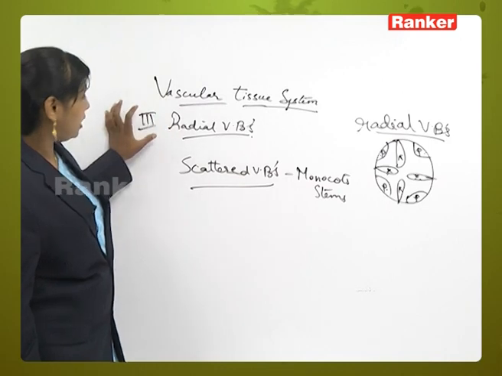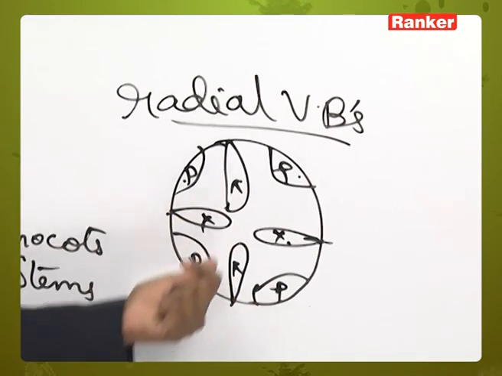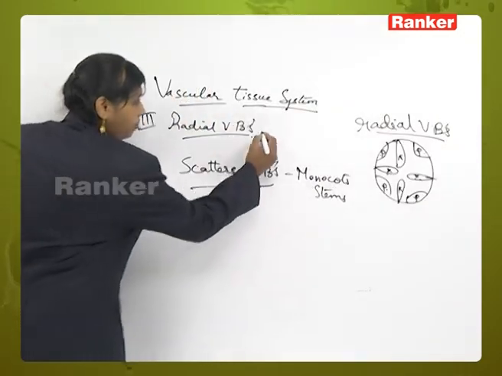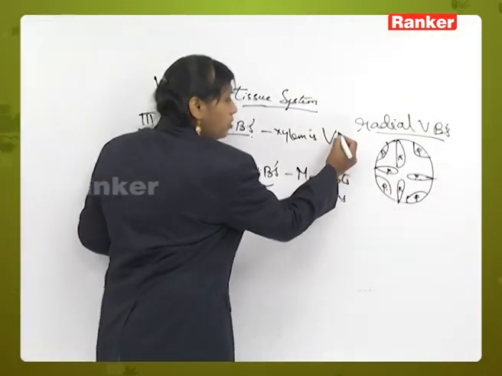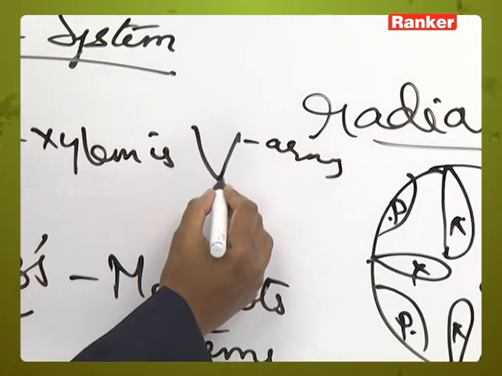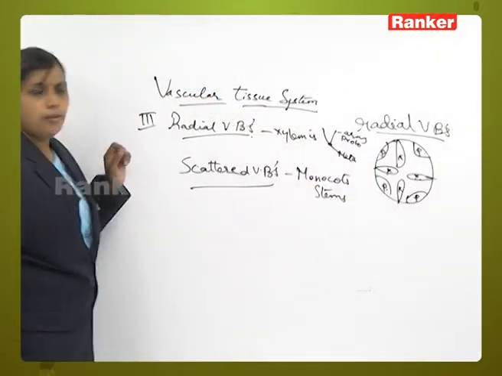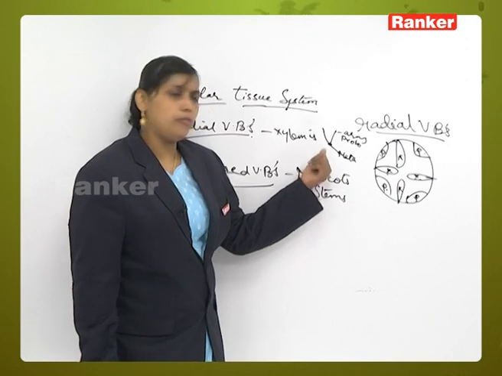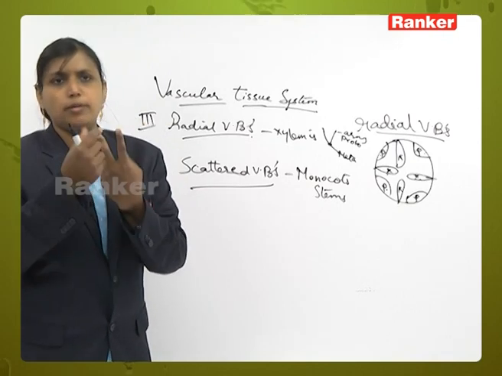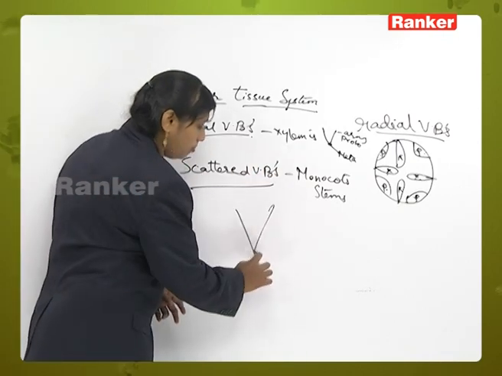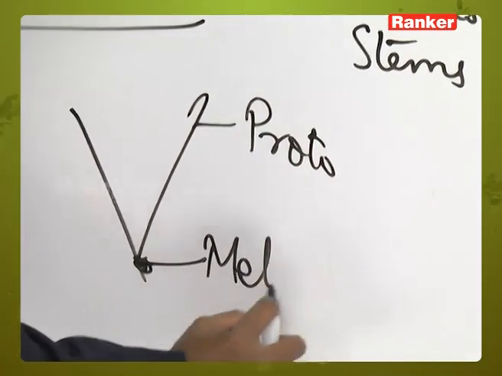This is the third type of vascular bundle, where the arrangement of xylem and phloem is in different radii, and here the xylem appears in the form of a V shape. Here the protoxylem is towards the arms and the center will be the metaxylem. In this type of arrangement, the xylem will be V or Y shaped. If it is V shaped, the arms of the V will have the protoxylem, and at the base you will have the presence of metaxylem.